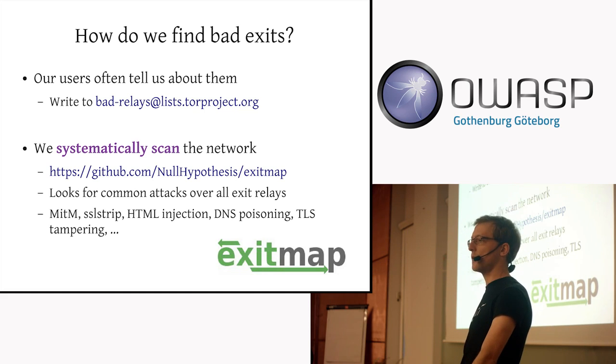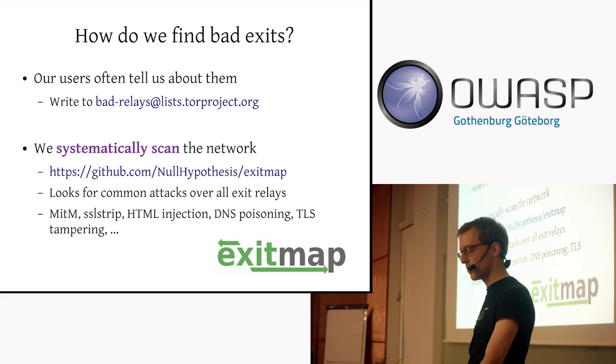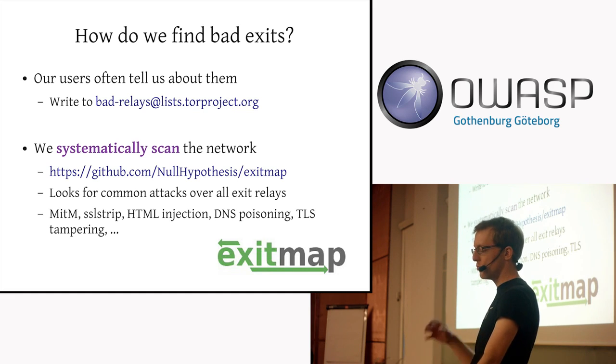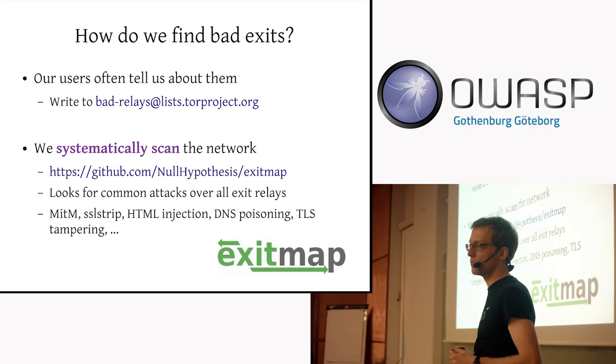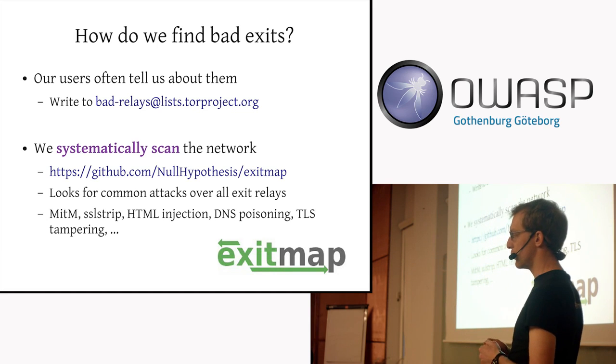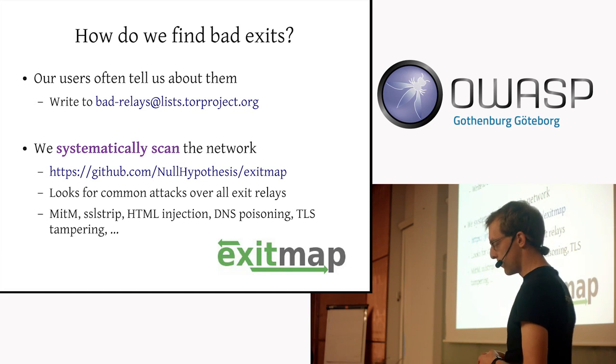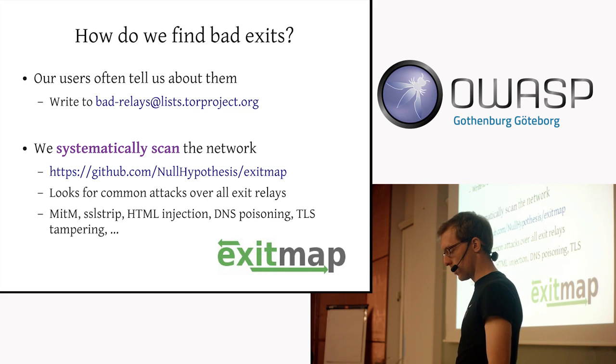We also scan for bad relays by ourselves. So we have a tool which is called ExitMap. And it's basically a Python script which is able to do a networking task over every single relay. So you could imagine a simple networking test which fetches a domain name, or which tries to resolve a domain name over every single one of the 1,000 relays. And then it compares it to what it should have gotten. And this is what we do in order to find a lot of attacks.